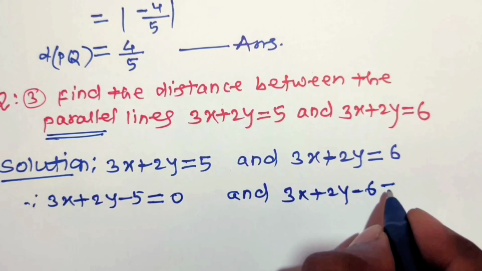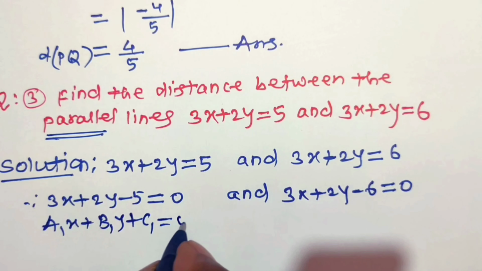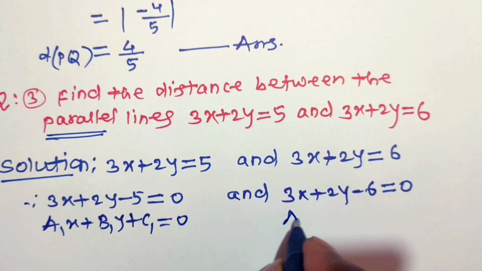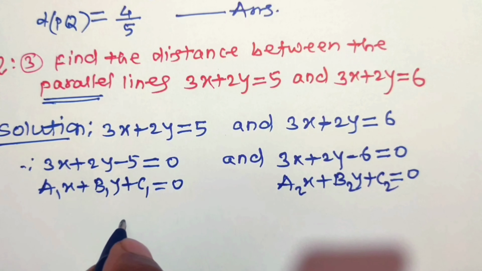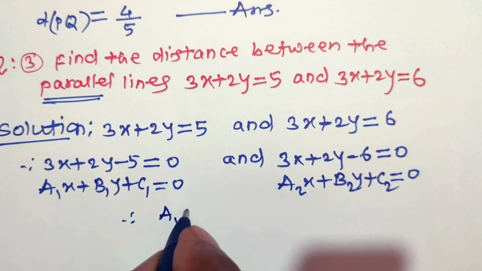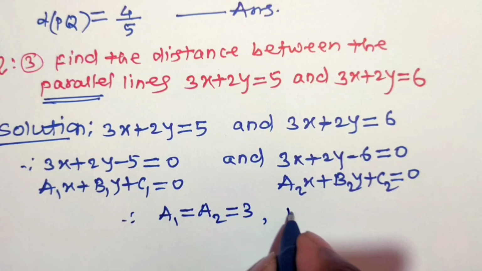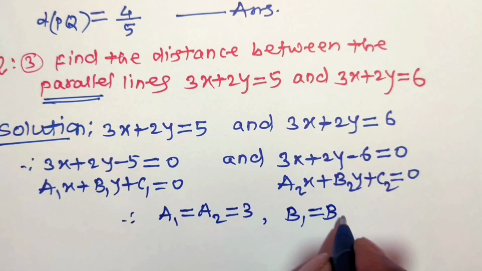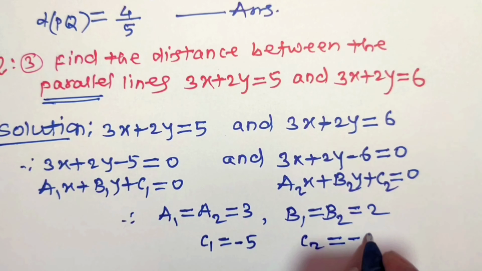Now we have to compare the equation of first line with general equation a1x plus b1y plus c1 is equal to 0 and the equation of second line with general equation a2x plus b2y plus c2 is equal to 0. But here given lines are parallel to each other, hence a1 is equal to a2 which is equal to 3 and b1 is equal to b2 which is equal to 2, and constants are different, hence c1 is equal to minus 5 and c2 is equal to minus 6.